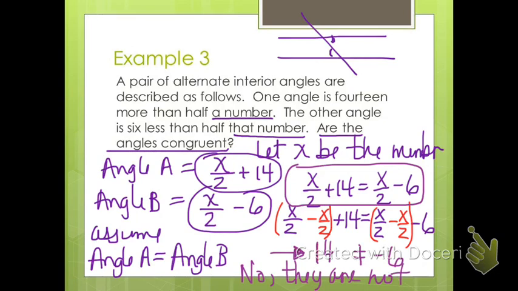Okay? This is kind of a tricky way of going about proving this, but there's no way that half a number plus 14 could equal half a number minus 6. Therefore, the angles are not congruent. Okay, kind of an interesting example. All right, now we're going to move on to the exercises that you have in your notes.